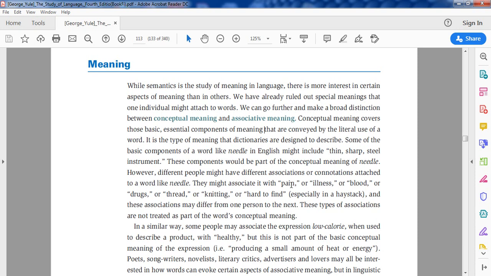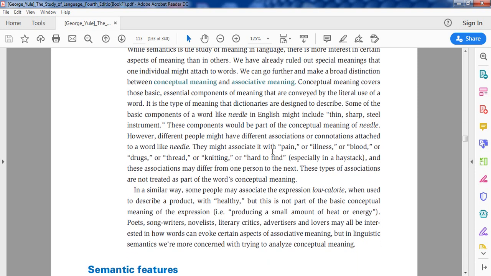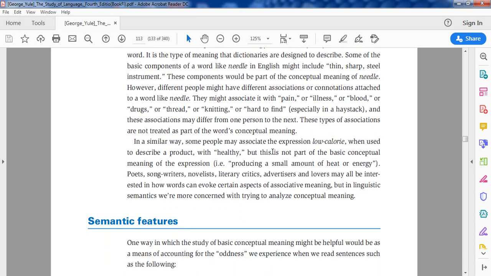I think it's enough here. So, conceptual meaning is the dictionary meaning. Associative meaning, those meanings attached according to the speaker or the listener, according to the type of communication between the speaker and the listener. So we have to know how to differentiate between the conceptual meaning and the associative meaning.